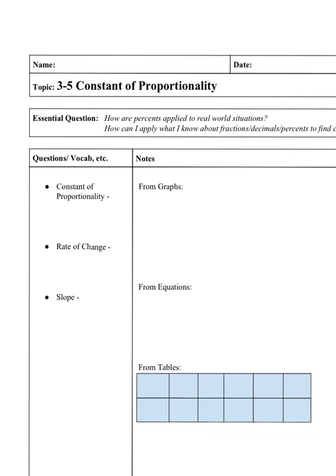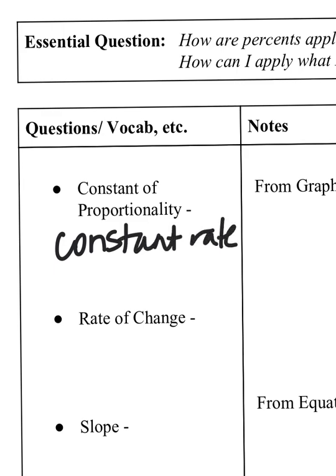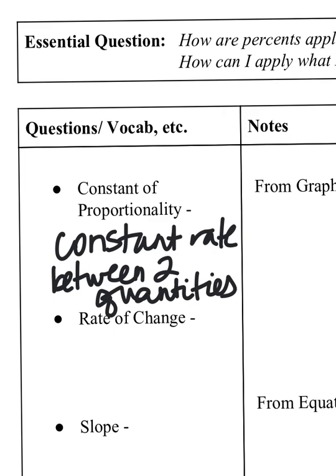So today we are doing 3-5 constant of proportionality. That's kind of a fancy way for saying a constant rate, okay? So we have the definition of constant of proportionality, right? We are just going to have, say, constant rate between two quantities. So what that really means is that if you go to the movies and you pay $12 to get into the movies, so does the person behind you. That's a constant rate, right? It never changes. Okay, rate of change, same idea.